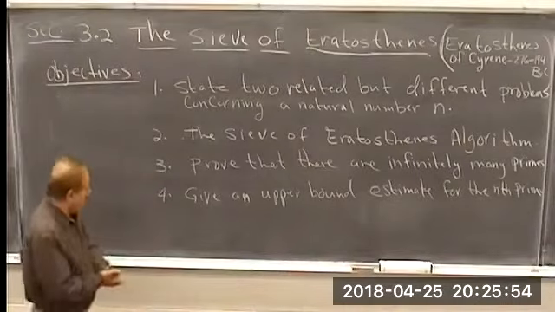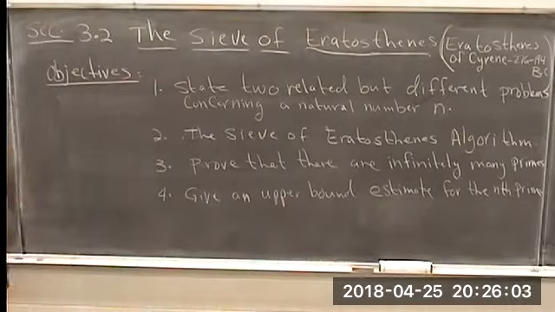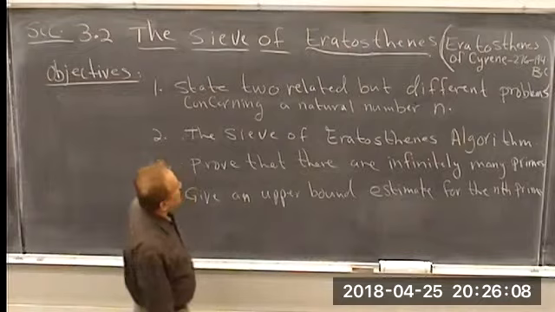All right, so we're going to get started on the next section. That is section 3.2, and the title of this section is the Sieve of Eratosthenes. I hope I'm pronouncing this correctly.